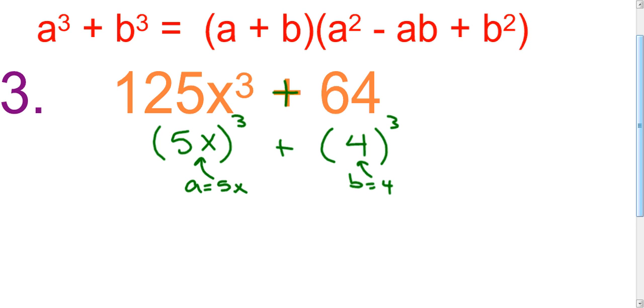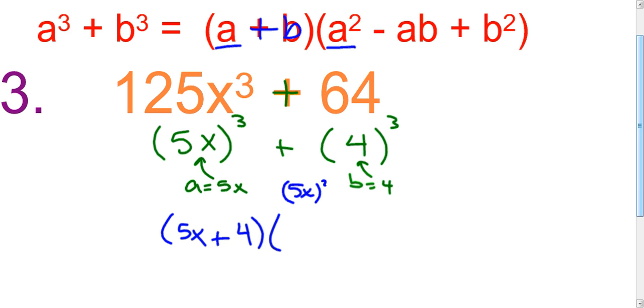Okay, and I will go ahead and follow my formula again. So here we go. I have a, which is 5x, plus b, which is 4, times a squared. And again, be careful. That really means that you have to take 5x and square it. And when you take 5x and square it, don't forget to square the 5. So this becomes 25x squared. And then I have minus a times b. So a is 5x and b is 4. So 5x times 4 would be 20x. And then plus b squared. And b is 4, and 4 squared would be 16.